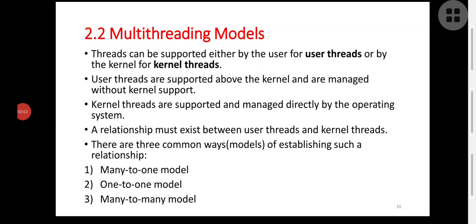Hello friends, in the last class we saw what a process is, what a thread is, what a single-threaded process and a multi-threaded process are. In a process, if there is only one thread, then it is a single-threaded process. If there are multiple threads, then it is a multi-threaded process. And we also saw the benefits of multi-thread programming.